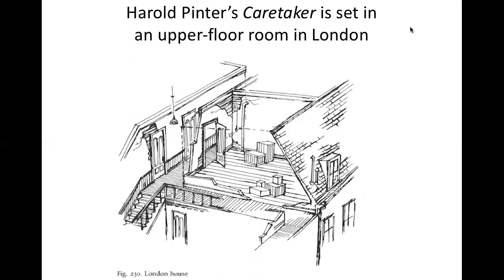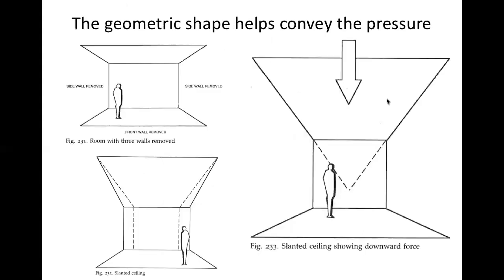It's for a play called The Caretaker by Harold Pinter, set in an upper floor room in a London flat. And notice the roof line here that he's found as he's begun his research. Now, this is a drawing he's doing of the space, right? What he's imagining this room to be. And this is a sort of realistic take on it.